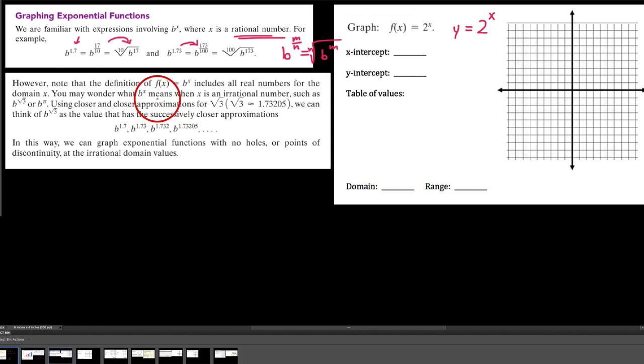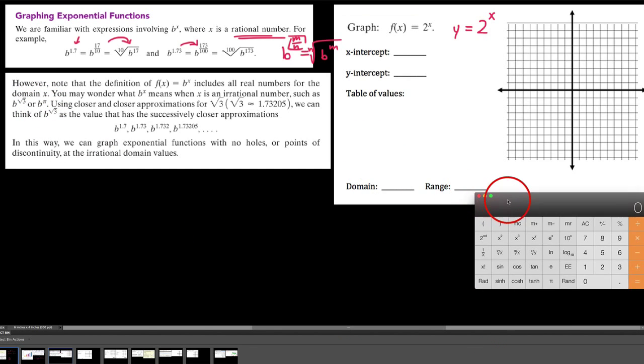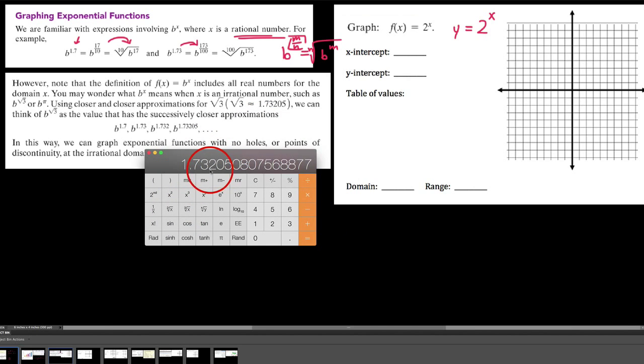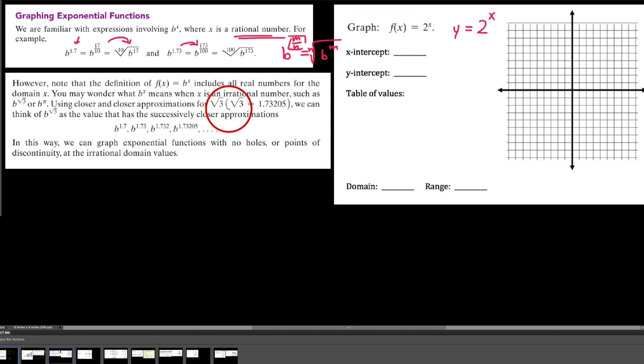So you may wonder what b to the x means when x is an irrational number. What if I can't write it as a ratio like this, such as b to the square root of 3 or b to the pi here? One thing I want to show you is this. B to the square root of 3. The square root of 3 is about 1.73205, and so you'll see this decimal right here. But what if I did want to take b to the square root of 3 power? We say using closer and closer approximations for the square root of 3, that is, the square root of 3 is about this right here.